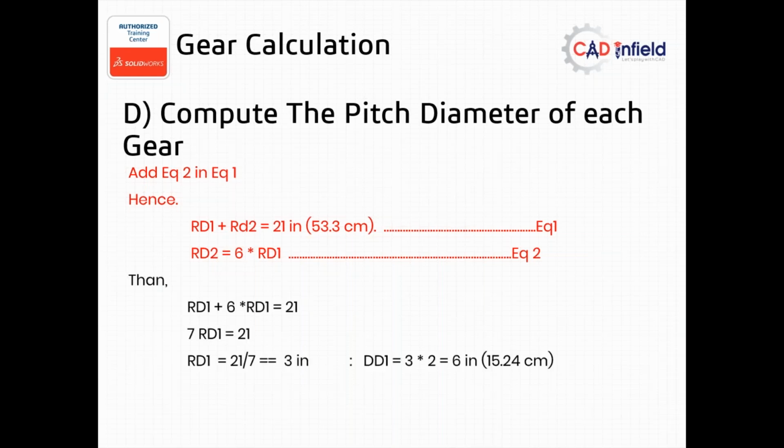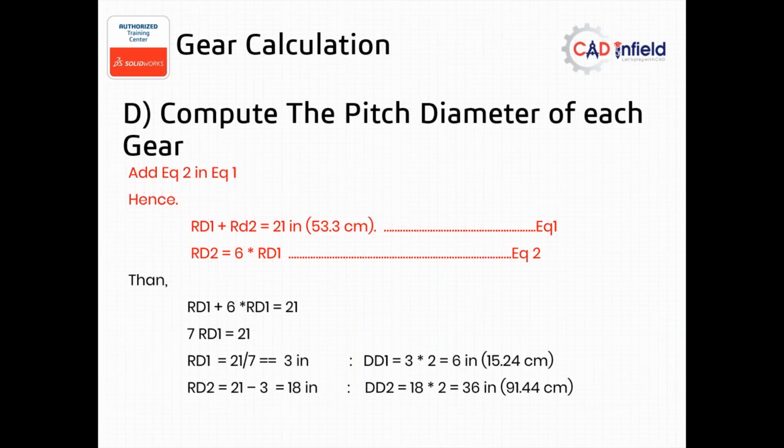Put the RD2 value into the first equation, and we will get RD1 as 3 inch. We know that RD1 plus RD2 is equal to 21, so RD2 automatically is 21 minus 3, which gives 18 inch. This is a simple formula; we have just equated both these things. We calculated the radius, so double that and we get the diameter. My diameter of the driving gear is 6 inch and my diameter of the driven gear is 36 inch.